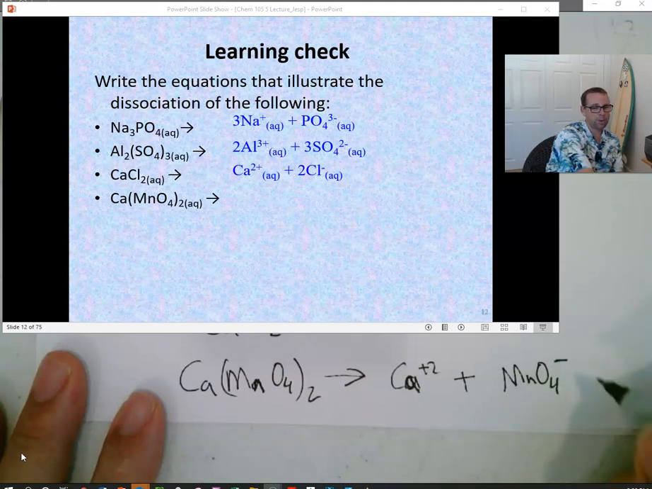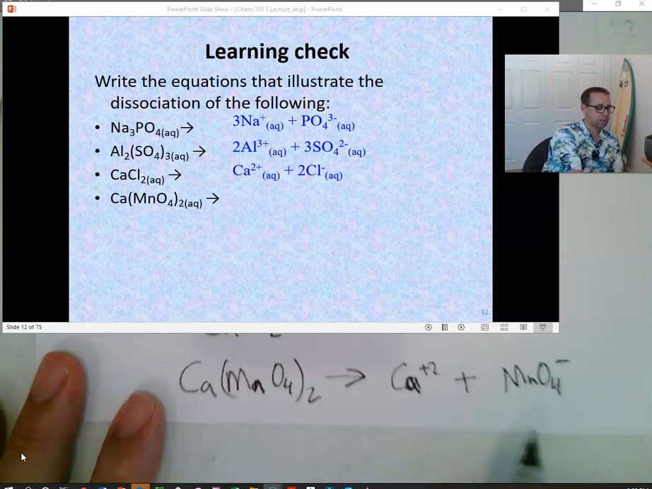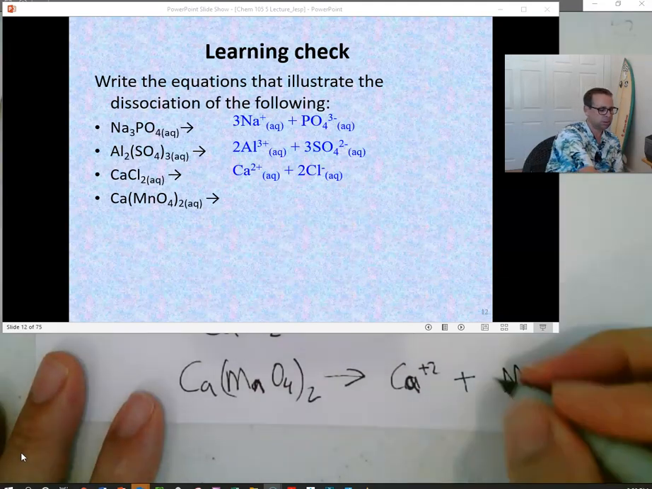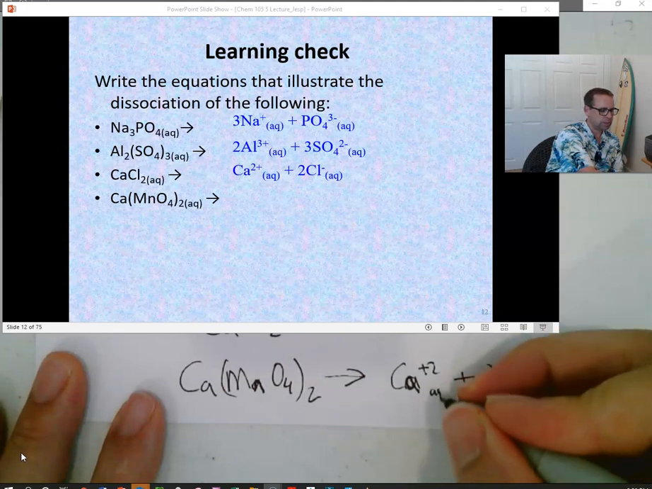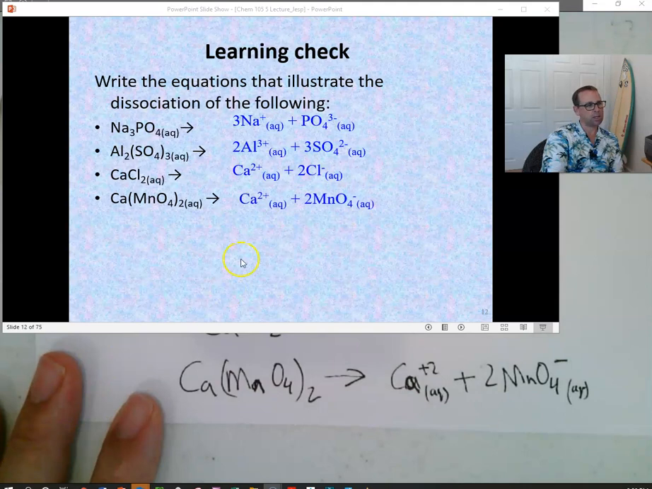Minus 1. Remember, you can't just say 1, 2, or whatever, and you can't just say positive or negative. You always have to say positive 1 or negative 2 or whatever, right? Now, how many calcium ions am I supposed to have here on the left? Yep. How about permanganate? 2. And then again, our aqueous. Okay, very good. Excellent job.